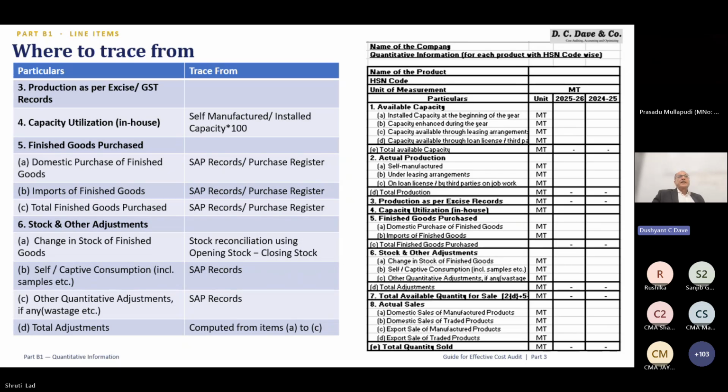And then the next is stock and other adjustments. The stock movement schedule is also very important: the opening stock, closing stock, captive consumption, samples, wastages.